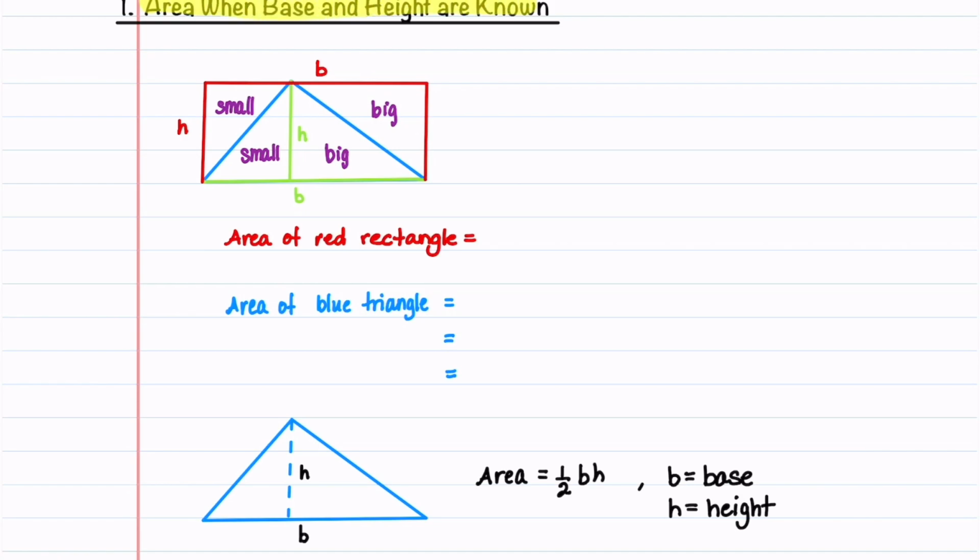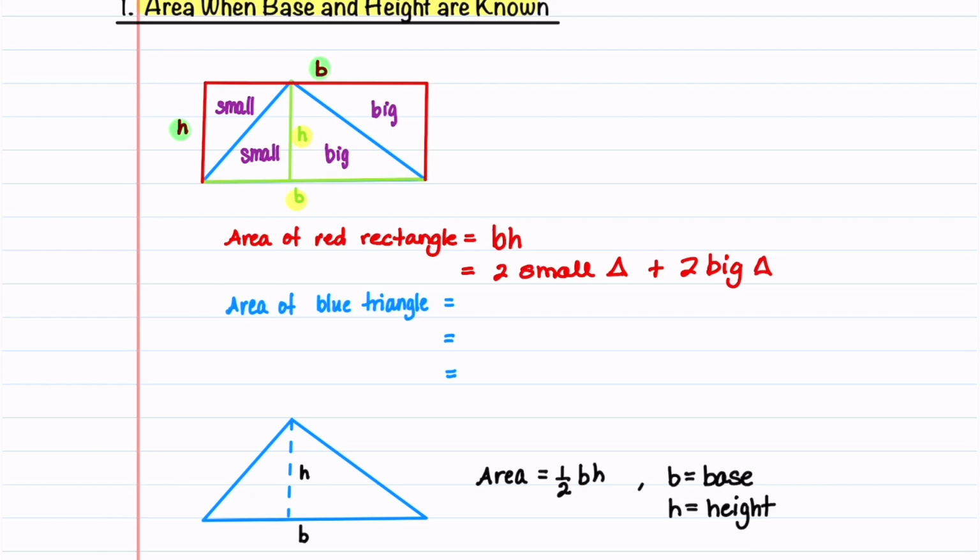Here's how to compute the area of a triangle when the base and height are known. Our base and height of the triangle are also the lengths of the sides of a rectangle, and the area of that rectangle is equal to base times height. If we look at our red rectangle, we can see that it's made up of 2 small triangles and 2 bigger triangles. So we can say that the area is 2 small triangles plus 2 big triangles.